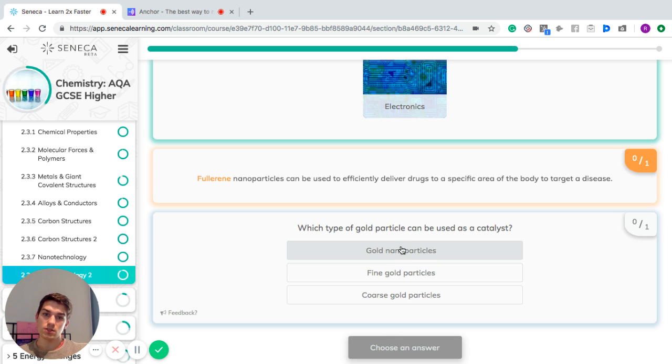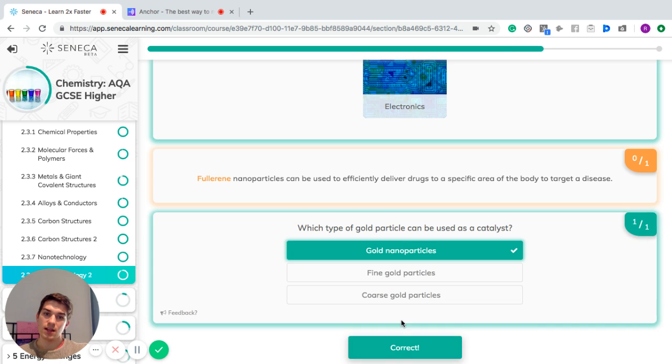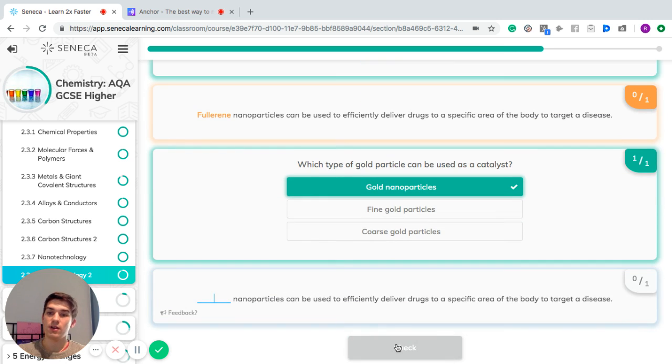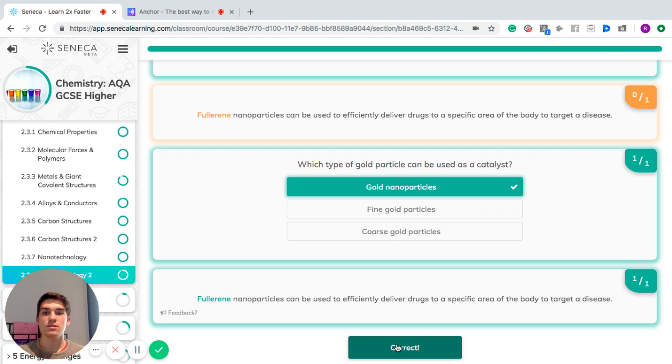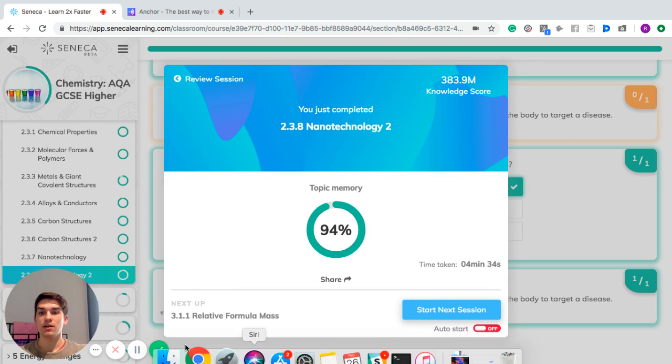But if you use gold nanoparticles, they are very, very effective catalysts and they behave very differently to regular gold particles. And fullerene nanoparticles can be used to deliver drugs to specific parts of the body.